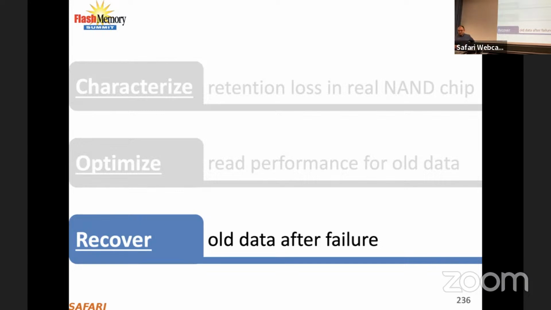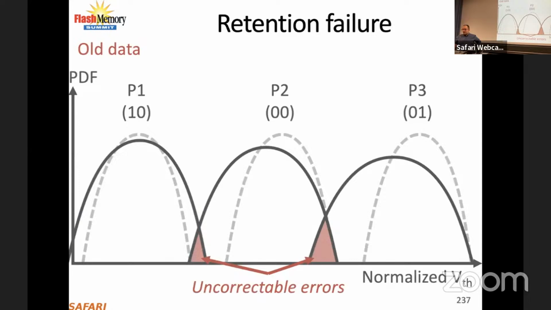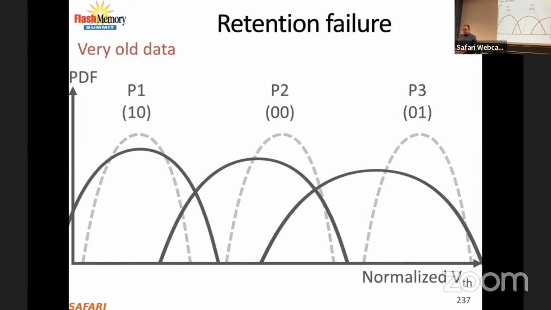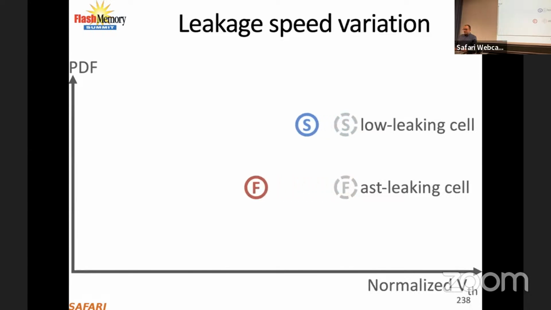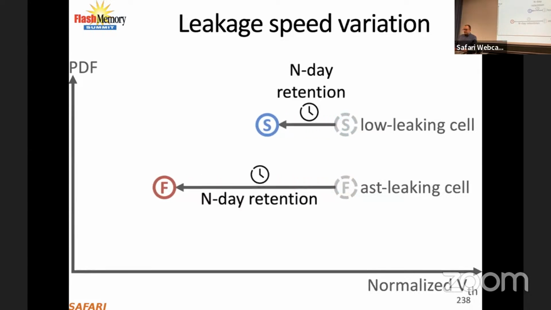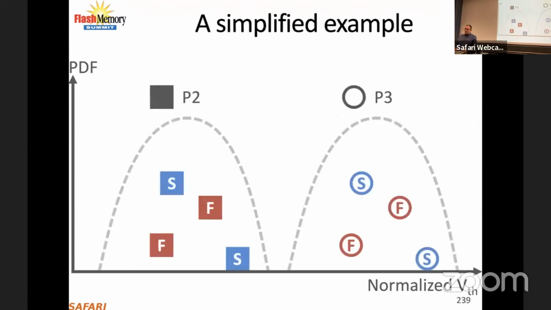Okay, so now we discussed optimization. Now we want to recover. There is some old data that fails, and you cannot fix the errors, and now you want to recover it. Again, we use this idea that we have also shown in the past for read disturb errors. There are some cells that are slow leaking cells, where the speed at which they lose retention is much slower, and there are some cells that are fast leaking cells. So if you know them, you can better correct things, essentially.